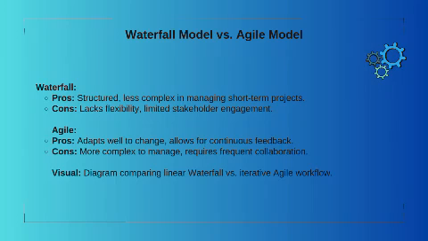Pros: structured, less complex in making and managing short-term projects. Cons: lack of flexibility, limited stakeholder engagement. Pros and cons in agile model. Pros: adapts well to change, allows for continuous feedback. Cons: more complex to manage, requires frequent collaboration. Visual diagram comparing linear waterfall model and iterative agile model.